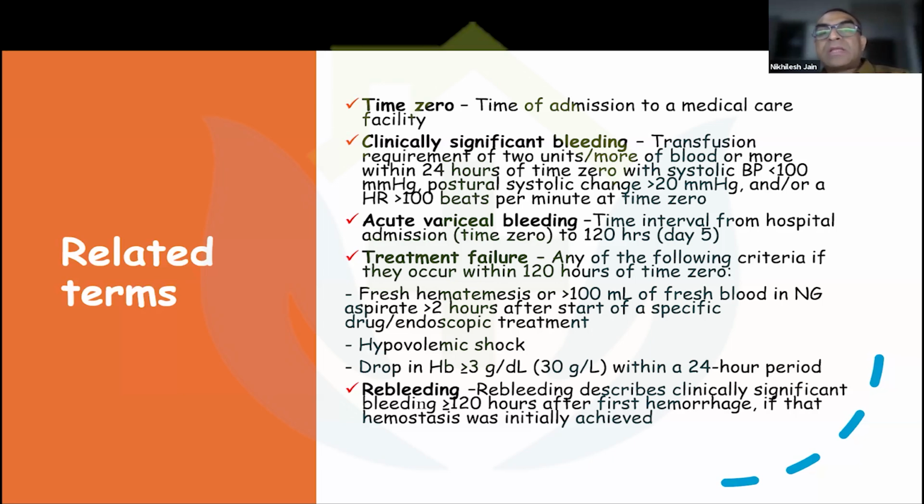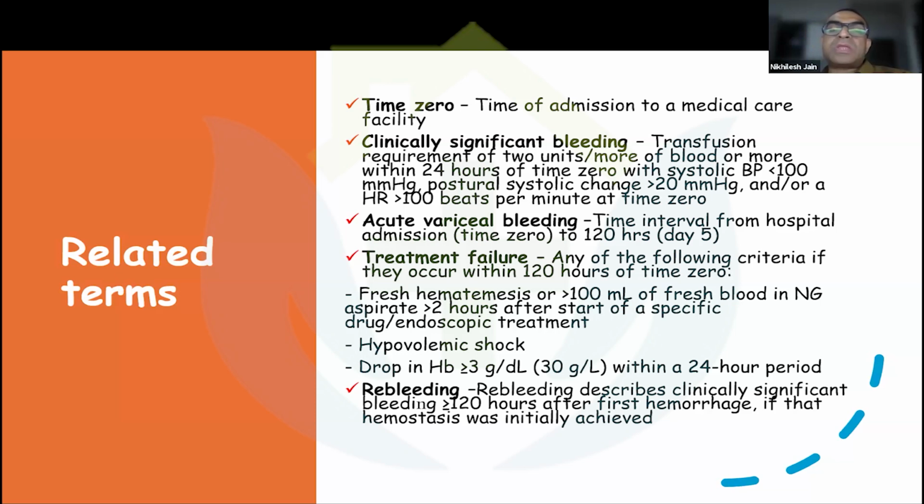What is acute variceal bleeding? Acute would be defined as time interval from hospital admission, that is time 0, to 120 hours, which is day 5. Treatment failure would be any of the following criteria if they occur within 120 hours, that is, within 5 days of time 0. Fresh hematemesis or more than 100 ml of fresh blood in the NG aspirate, more than 2 hours after start of a specific drug or an endoscopic treatment, hypovolemic shock, a drop in hemoglobin of more than or equal to 3 grams per deciliter or 30 grams per liter within a 24-hour period.